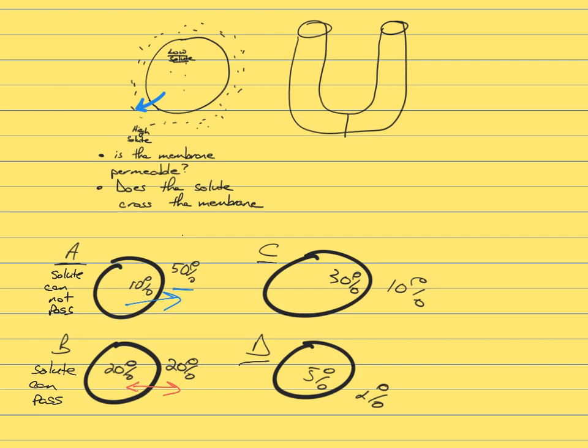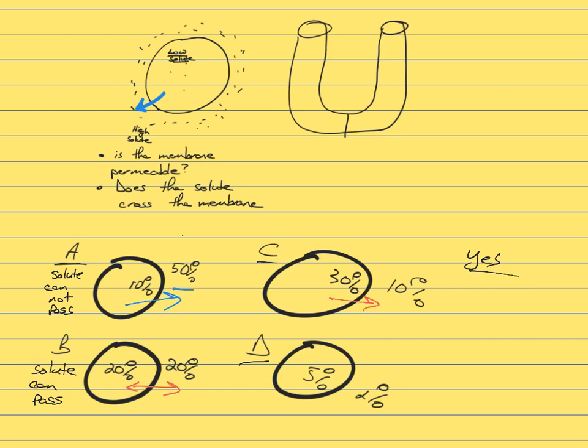So let's look at C. We got 30% inside, 10% outside. Now what do you want to make it? Does the solute move or not? Let's say yes. Solute moves. What direction is the solute going to go? Out. Done.